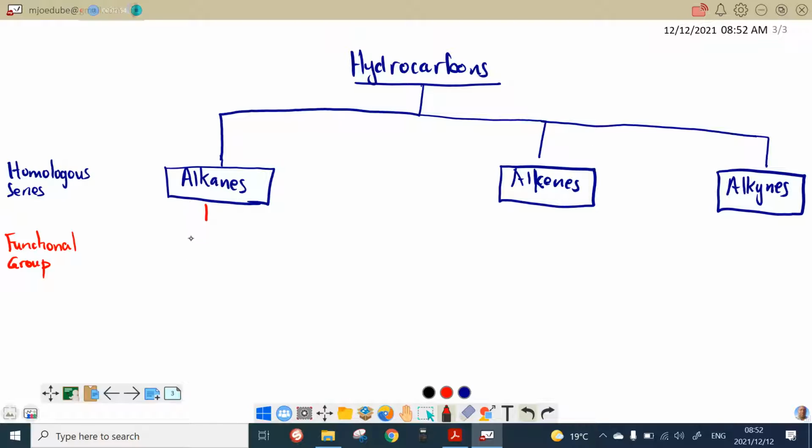Your alkanes have a carbon-carbon single bond. Your alkenes will have a carbon-carbon double bond in their structure somewhere, and your alkynes will have a carbon-carbon triple bond in their structure somewhere. What do I mean by having a double, single, or triple bond in their structure somewhere?